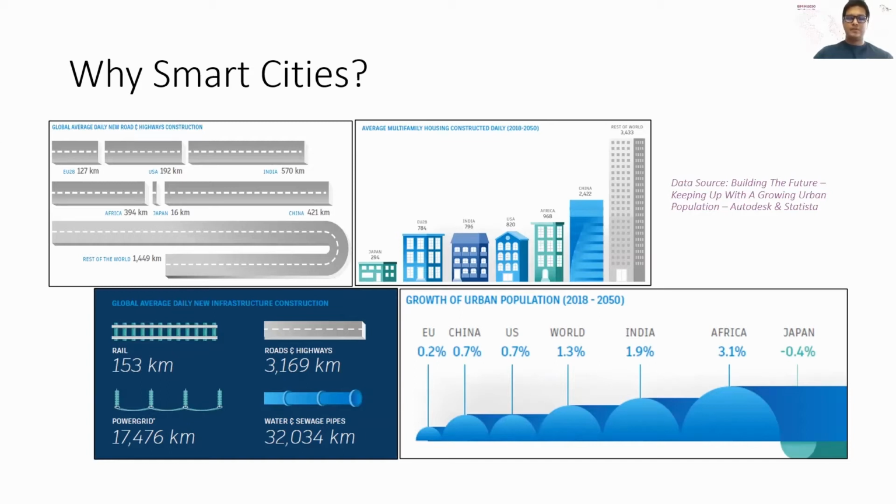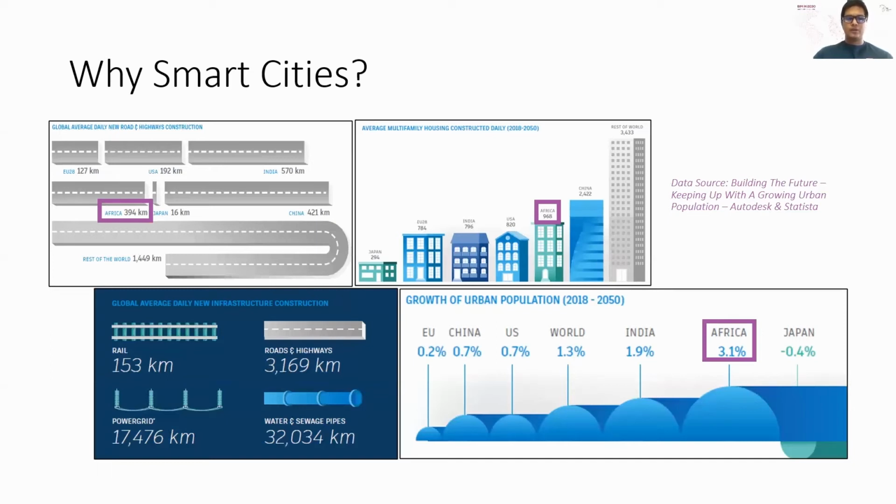Now, what does this mean for us as Africa as a continent? Let's zoom into those figures. So if we're looking at the daily new road required, so the averages for roads and highway construction, we're looking at 394 kilometers. We're looking at housing, you can see it's just under 1,000, so 968. And our growth of urban population, the projection is 3.1%, which is higher than all of those that you see on your screen right now.